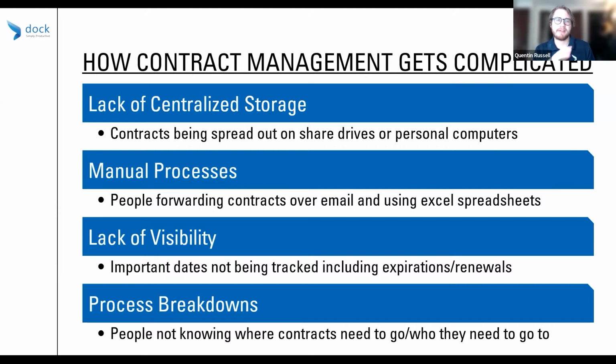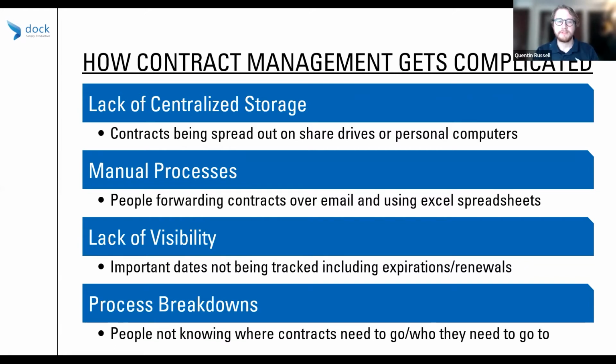The first of these is a lack of centralized contract storage. This is a situation where contracts are potentially spread out on different shared drives, personal computers, or other sorts of document storage where it can be difficult to find what you're looking for. Another one, and this is a really big one, is manual processes. This is a situation where every aspect of the contract management process is being handled manually, from forwarding contracts over email to tracking bits of metadata using Excel spreadsheets, that sort of thing.